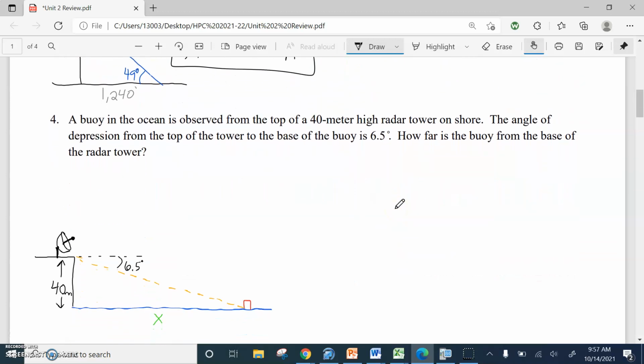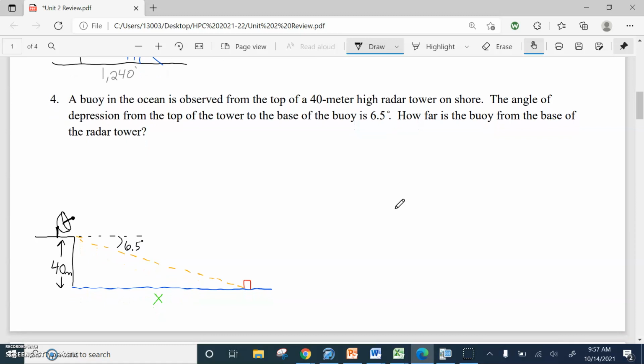So let's do one more here. A buoy in the ocean is observed from the top of a 40 meter radar tower. So there's my wonderful drawing of a radar tower along the shore, and a little red buoy standing out here. This is one that I know people had trouble with in our CFA and during the unit.